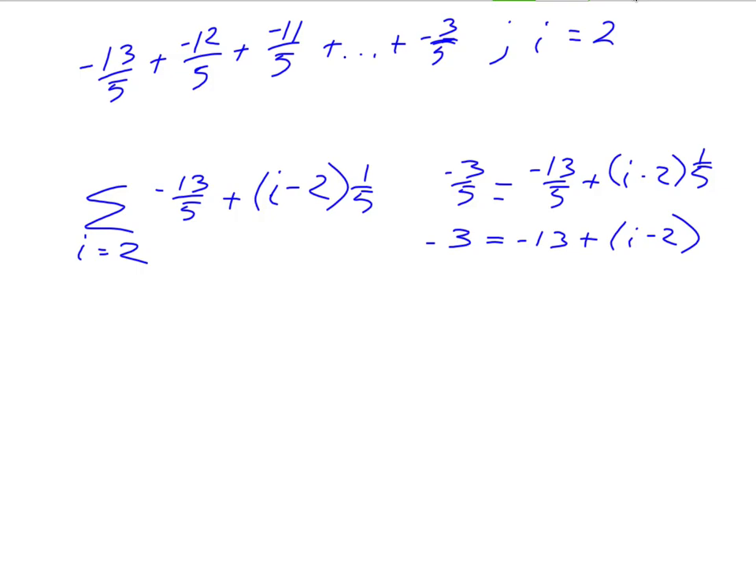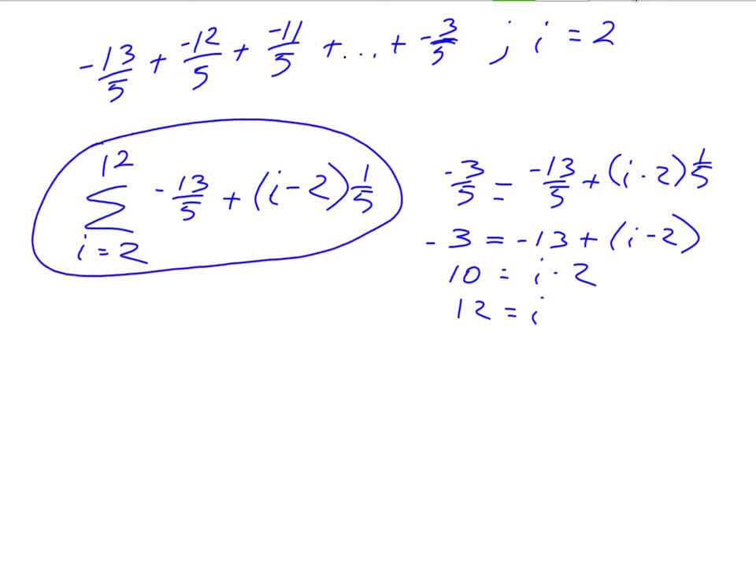And I add 13, which gives me 10. And I add 2, which gives me 12. So my top number needs to be 12, and all of this together makes up my solution. That is the summation notation for that arithmetic series. Seth, how many terms are in this series? 11. Very good. There are 11 terms in this series.